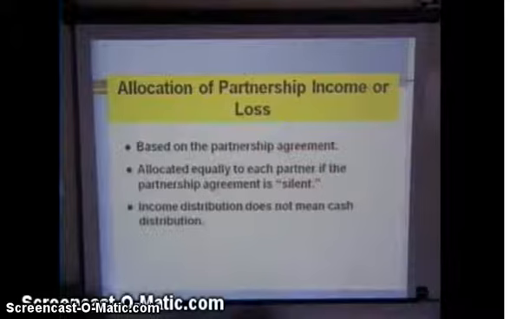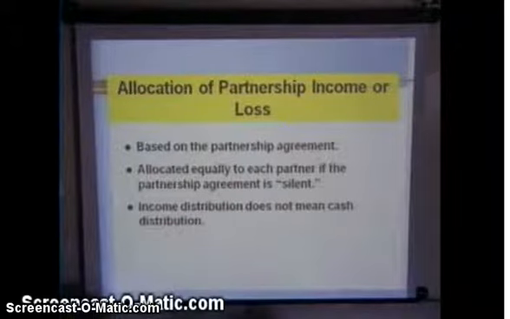Income distribution does not mean cash distribution. We're not giving them cash. We're just dividing up their part of the income, putting it in their capital account, just like we do at the end of our accounting for a sole proprietor. We don't write out cash, we just put it in his capital account, and then he can withdraw. Until he wants to liquidate, or he may go out with cash if he does, that's fine. But this is not a distribution that's automatically cash. It's just putting it into their capital account.